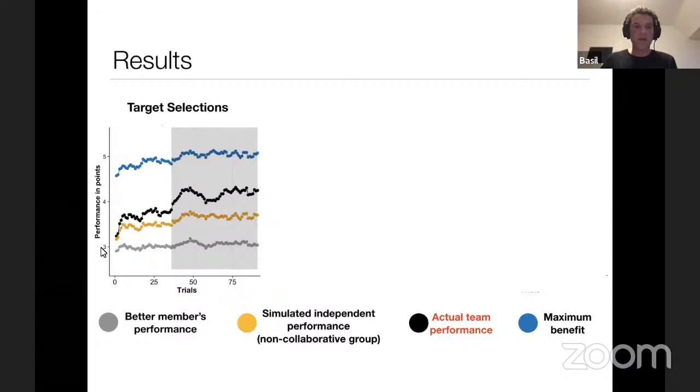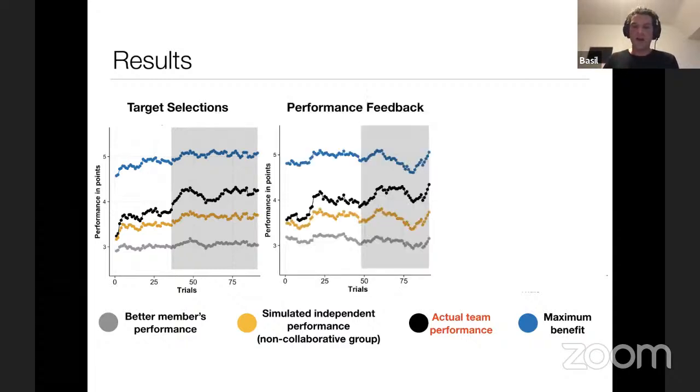So what you see now here is the performance in points as a function of the trials. And the two most important lines here are the simulated independent performance. So this is again the Waldo performance, the non-collaborative group, and the actual team performance, so the team score that participants attained. And the shaded areas now indicate where there are significant cluster permutation tests that compare these two lines with each other. So essentially, the shaded areas tell you where a collaborative benefit is significantly attained. And for the first experiment, you find that it happens after around 40 tries on average.